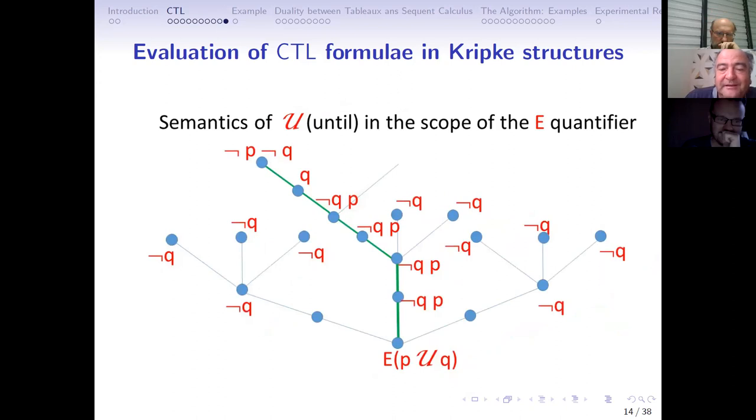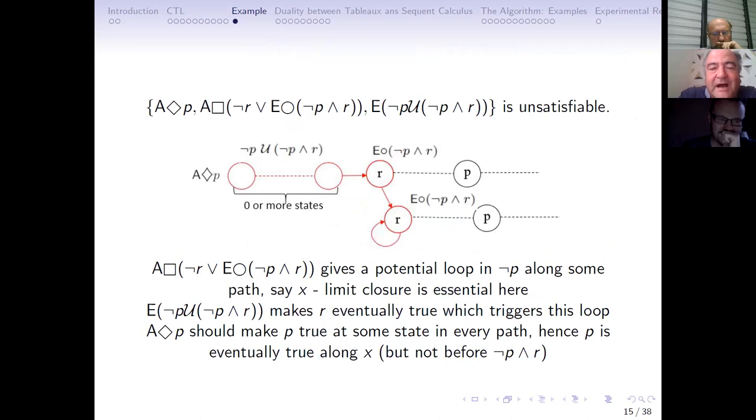Now, finally, the until, which is quite an important operation in terms of specification, here in the scope of the exists path quantifier, gives us a chance to draw again that green path, where you can see Q is eventually true, and until that time P is happening. So that's the until operation in the scope of there exists. I'm back now to that formula which I gave you as an insight into the CTL structure. And I emphasize this introduction of the informal things, because I think after this, it will become very clear how the tabular system works and how the sequent system works.